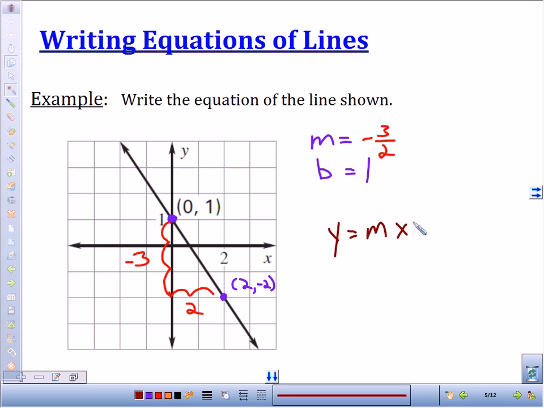Again, we have y equals mx plus b. We replace m with negative 3 over 2, and we replace b with 1. So we end up with y equals negative 3 over 2 x plus 1.